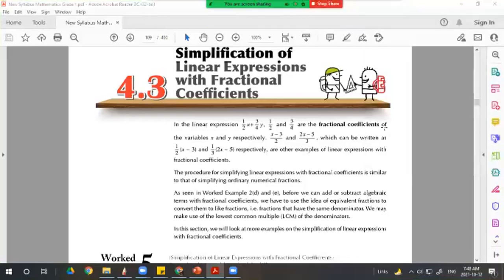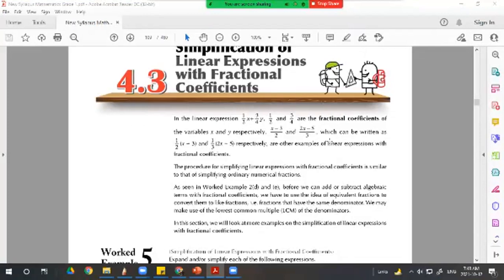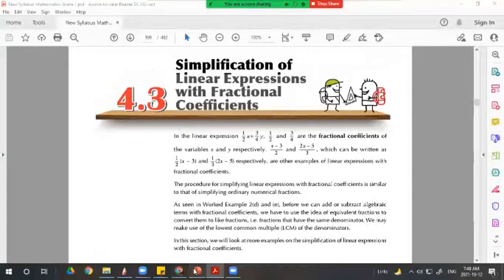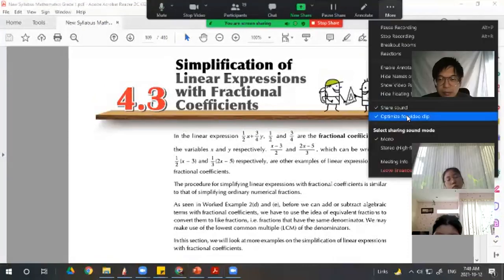Okay, guys, now we learn about the next part, simplification of linear expressions with fractional coefficient. This is the harder one, but the rule is the same. We have to make the denominator equal when we deal with fractions. Now I think using this book has more complex and more various questions rather than the PowerPoint. But we can still use the PowerPoint later on. Okay, now let's try.